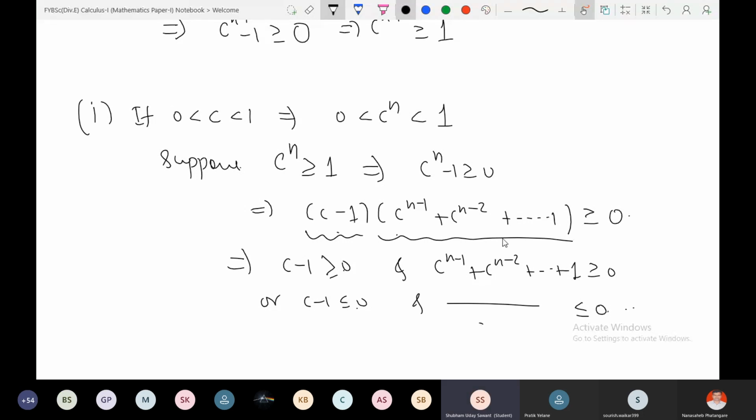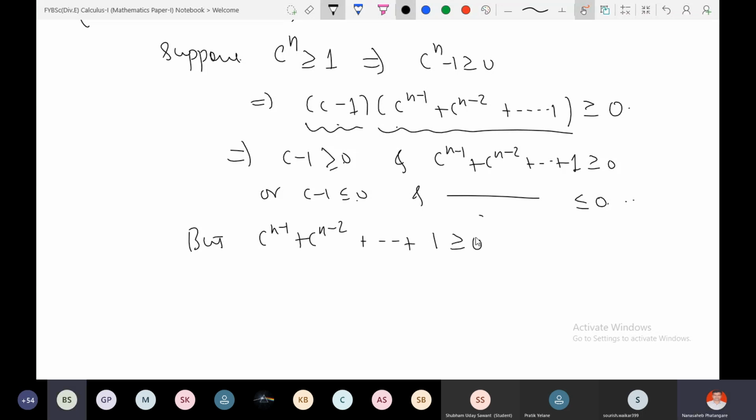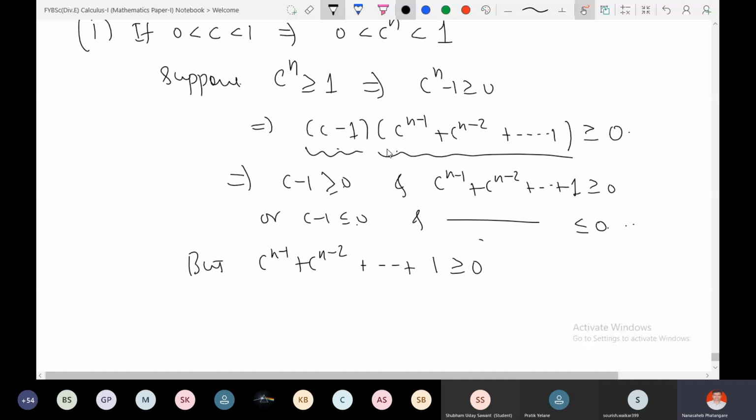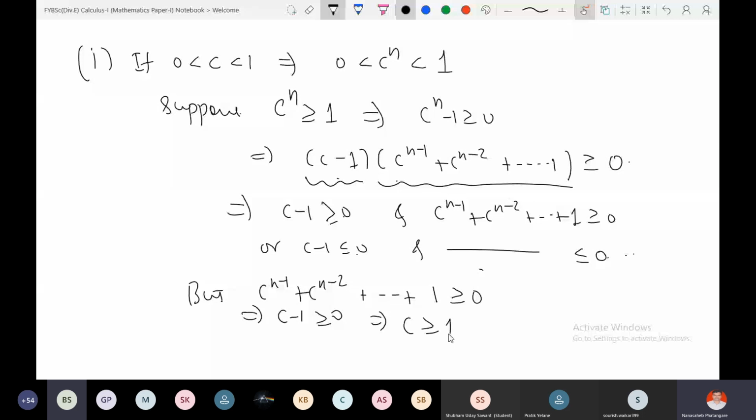Because the second bracket will always be positive. It is the addition of positive numbers. Since c is positive, all powers are positive, and that is why this number cannot be negative. Hence one bracket is positive, so the second has to be positive. c minus 1 is positive, and that means c is greater than or equal to 1, which is a contradiction.